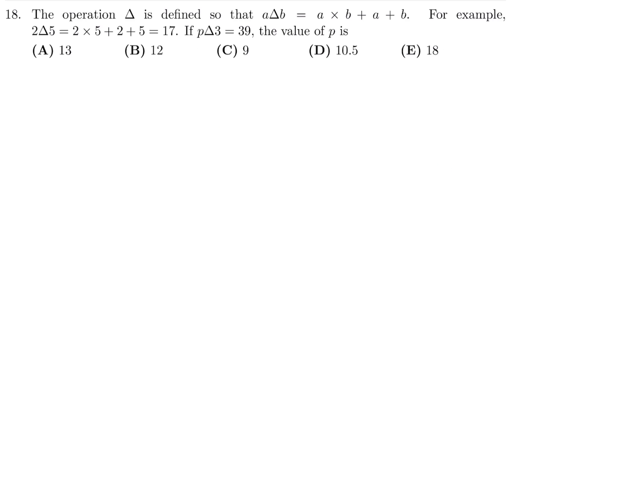The operation triangle is defined as A triangle B is A times B plus A plus B. For example, 2 triangle 5 is 2 times 5 plus 2 plus 5, which is 17. If P triangle 3 is 39, what is the value of P?